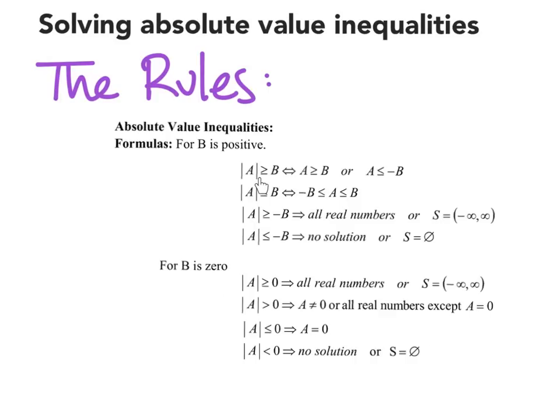If the absolute value of A is greater than or equal to B, we're going to split it into an OR statement, whereas if it's less than, we're going to combine them with negative B is less than or equal to A, less than or equal to B. And then we have some other cases that we're going to just go through. So just pause the video and make sure that you've copied all these down.